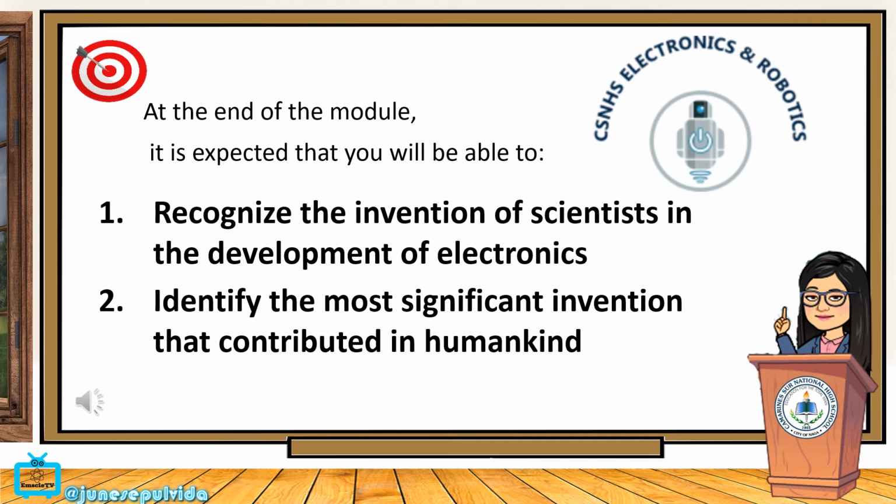At the end of the module, it is expected that you will be able to: 1. Recognize the invention of scientists in the development of electronics. 2. Identify the most significant invention that contributed in humankind.